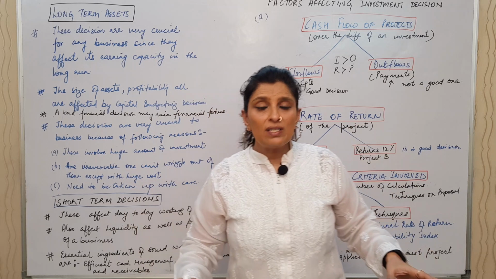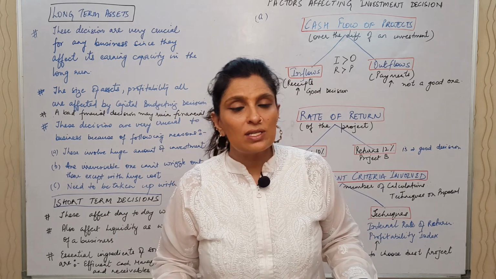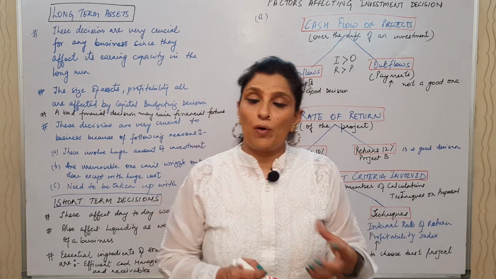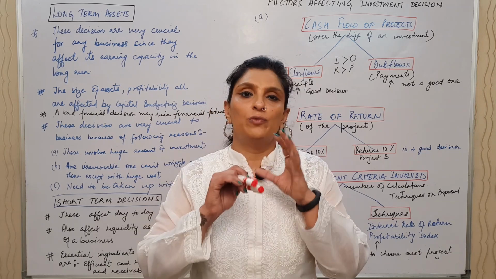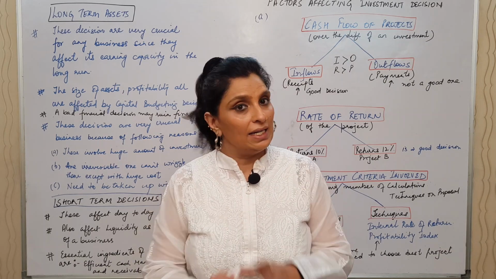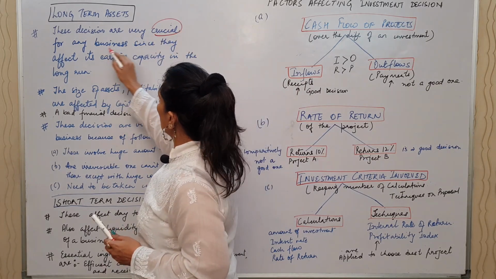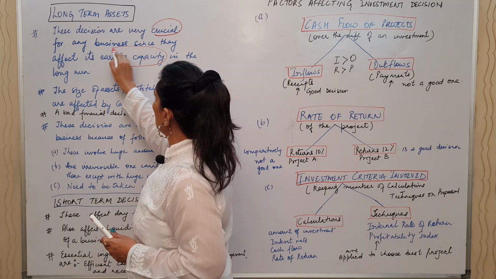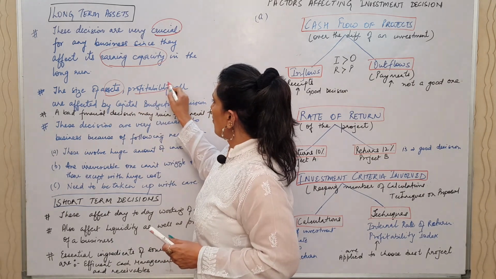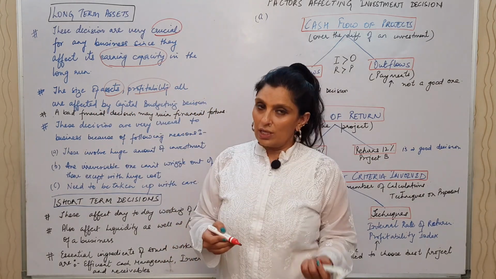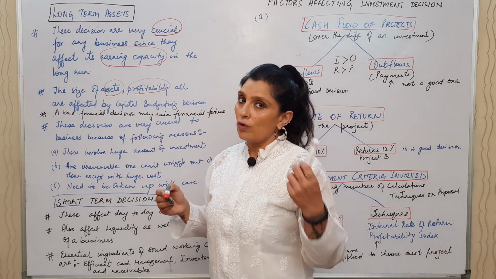So it's a huge investment. You cannot just immediately reverse the decision because it's an irreversible decision, and moreover, a lot of risk is involved, and profitability is affected. So you have to take this decision carefully. If you are not careful, the financial fortune of the company can be ruined anytime. These decisions are very crucial for any business since they affect the earning capacity in the long run. Of course, they affect profitability. The size of assets and profitability are affected by capital budgeting decisions. A bad financial decision may ruin the financial fortune of the company.